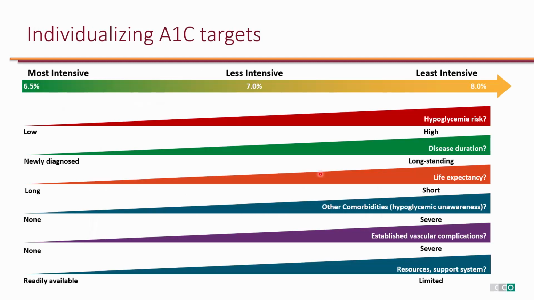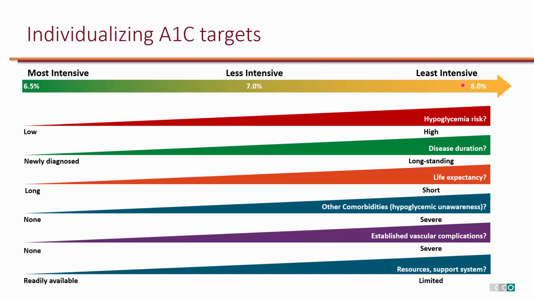I know there are 3 landmark clinical trials out there. There's the ACCORD trial, the ADVANCE trial, and the VADT trial. Collectively, when you look at the data from those 3 landmark studies, along with all the post-hoc analysis and the long-term follow-up studies, it has been determined that in the middle you have 7, and then you want to be more intense or less intense depending on the patient.